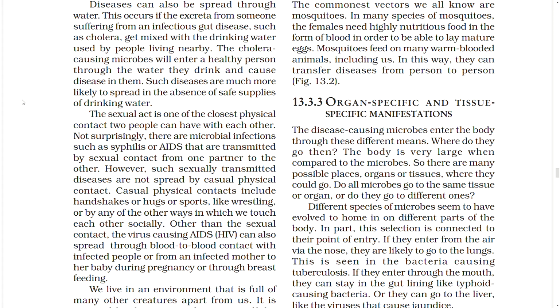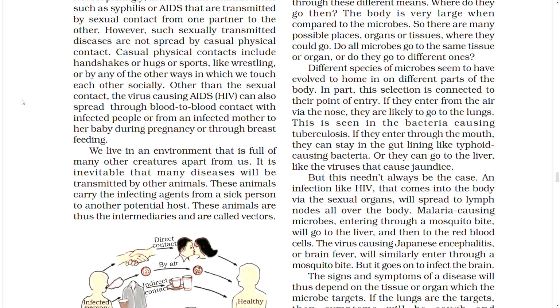Other than sexual contact, the virus causing AIDS, HIV, can also spread through blood-to-blood contact with infected people, or from an infected mother to her baby during pregnancy or through breastfeeding. We live in an environment that is full of many other creatures apart from us. It is inevitable that many diseases will be transmitted by other animals. These animals carry the infecting agents from a sick person to another potential host. These animals are thus the intermediaries and are called vectors.